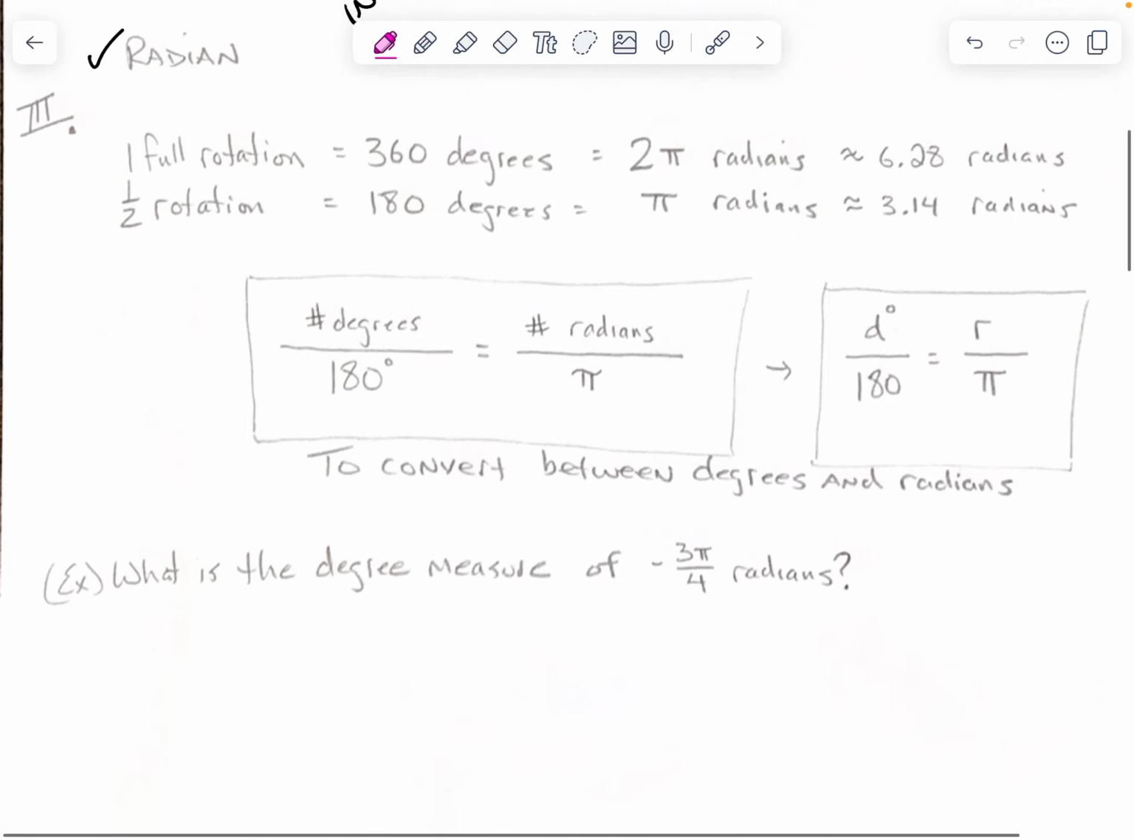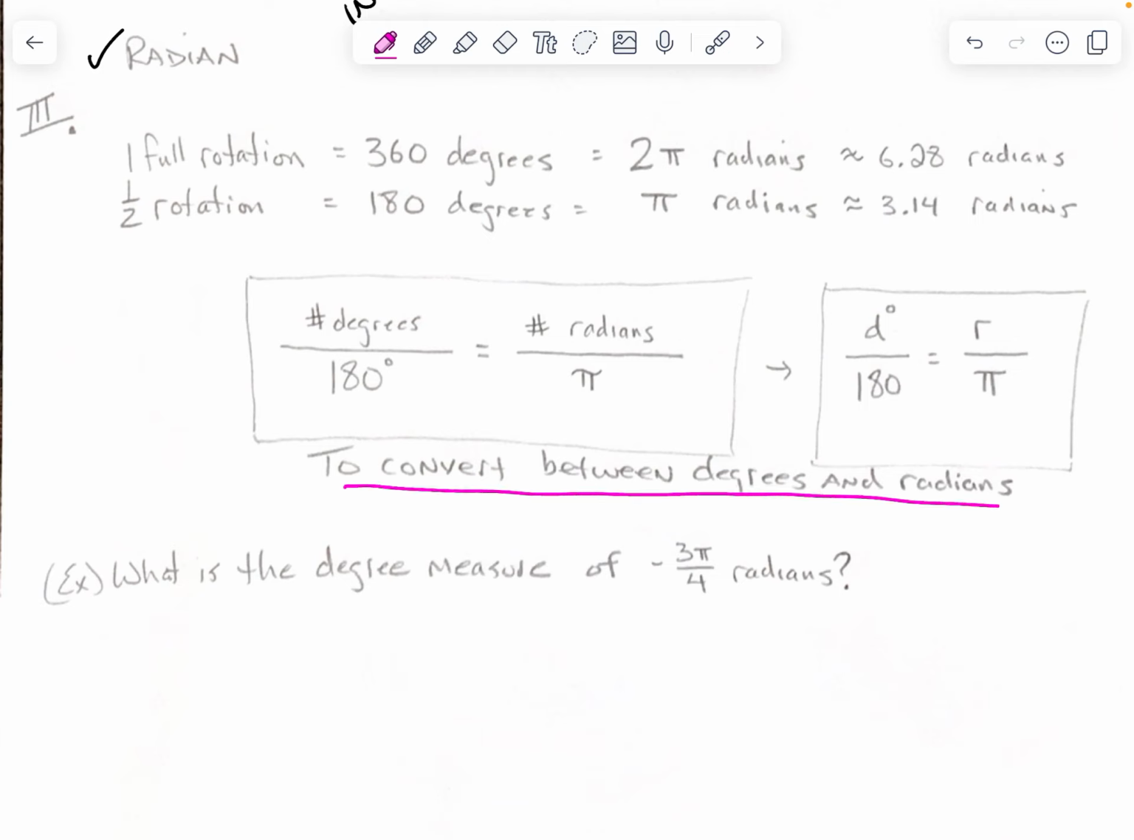The next piece is the first bit of math we're going to do, where we're going to spend time converting between degrees and radians. And we should be able to go back and forth knowing we have a couple facts. A full rotation of a circle is 360 degrees or 2 pi, or approximately 6.28 radians. And then you have the half rotation, 180 degrees and pi radians as well.